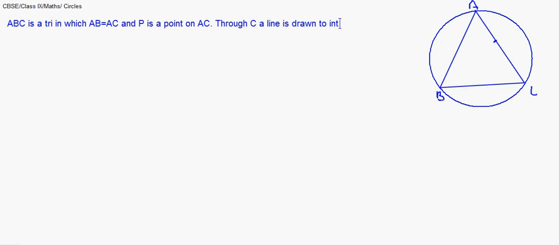to intersect BP produced at Q such that, oh, it's overlapping, I didn't see that, sorry, such that angle ABQ is equal to angle ACQ. We have to prove that angle AQC is equal to 90 degrees plus half of angle BAC.